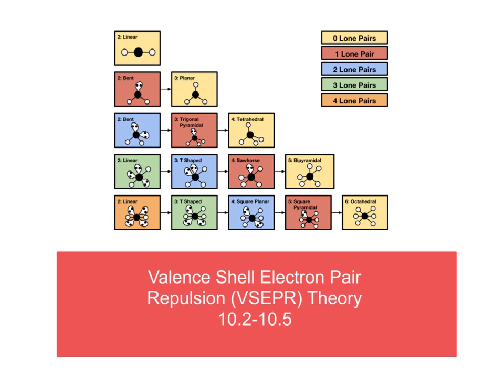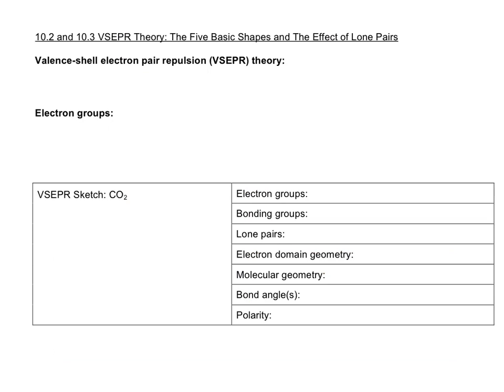In today's video, I'm going to talk about valence shell electron pair repulsion theory, which is often called VSEPR. This is going to be a long video because we're going to go through all the different geometries, so feel free to watch it in chunks. To start, let's talk about what VSEPR actually is.